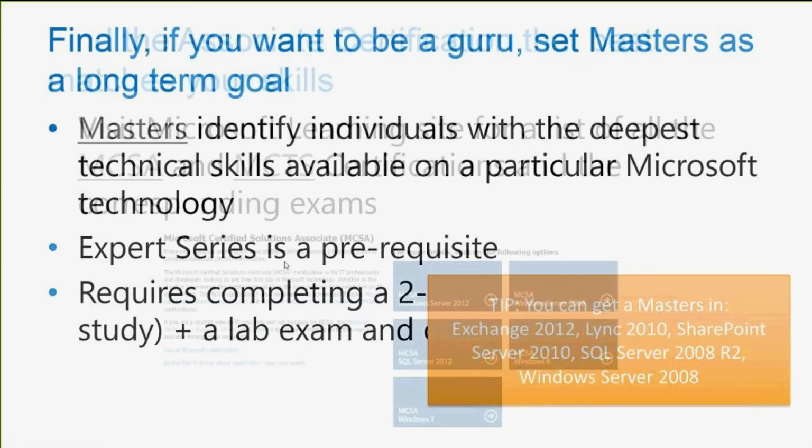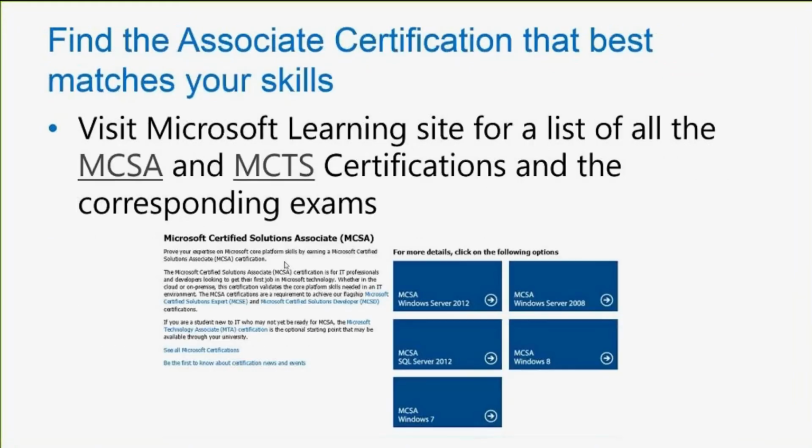So the trick is to start with associate. So what you need to do is find the associate certification that best matches your current existing skills. What do you work with every day? So these are the MCSA and MCTS certifications. So what you do is you go to Microsoft.com/learning and you can get a list of all the MCSA certifications or all the MCTS certifications.